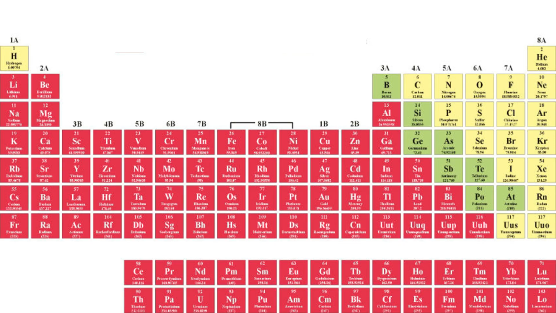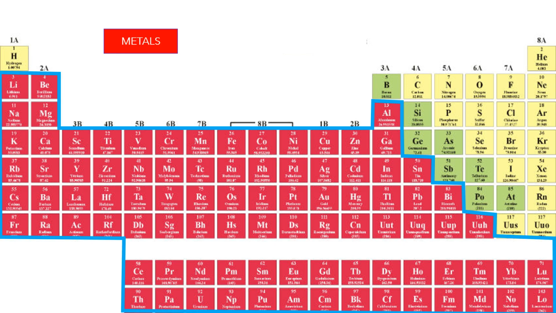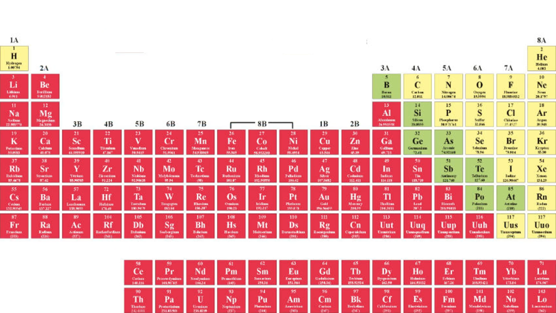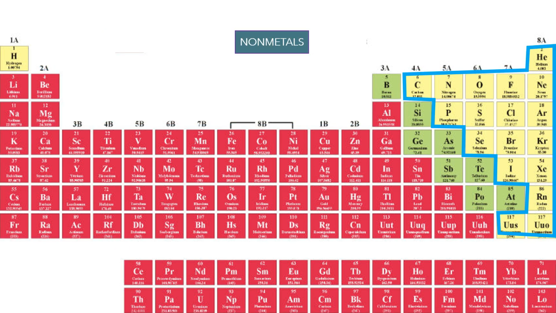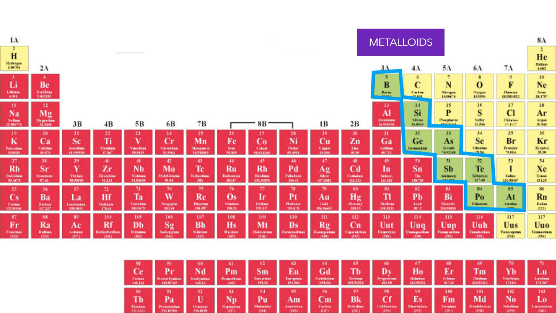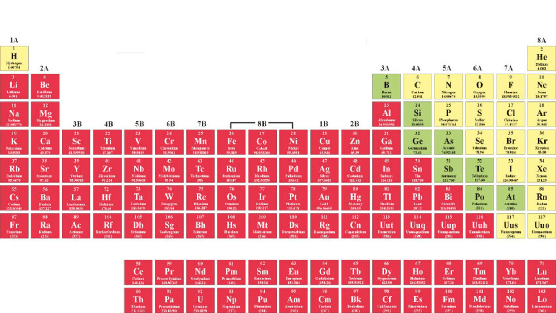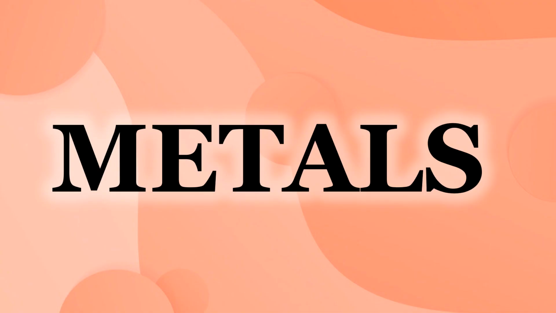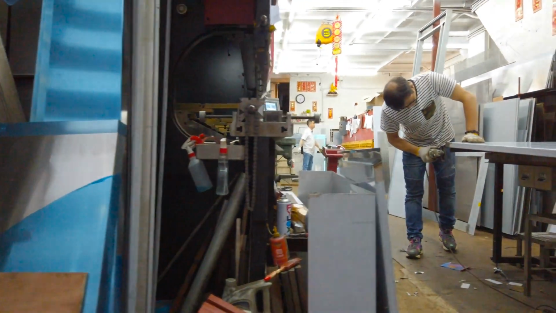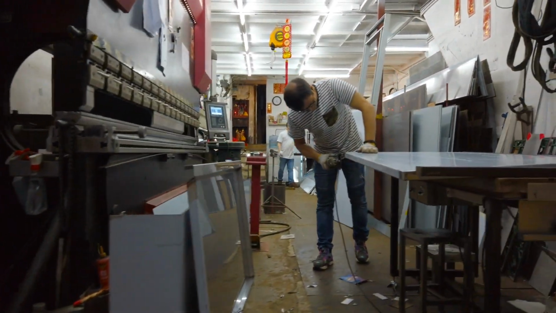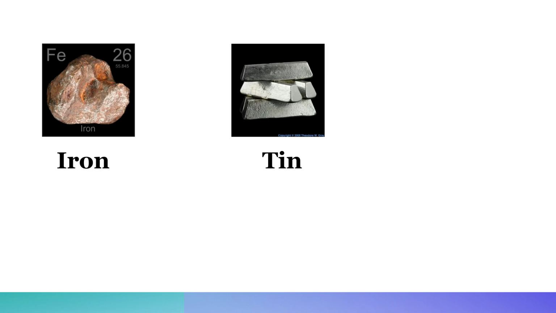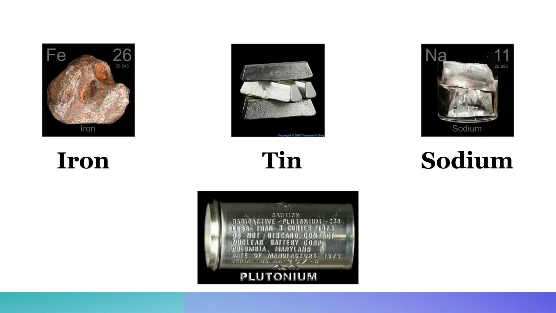If you look at the periodic table, it is laid out in a way that shows two major sections, with a tiny ladder-like grouping between the two major sections. Let's start with the major section of the periodic table of elements, which are the metals. Most elements are metals. Examples of metals include iron, tin, sodium, and plutonium.